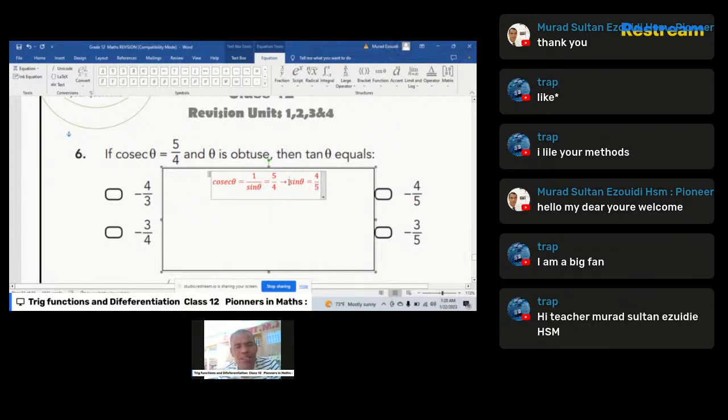Therefore, I need to find the tangent. You can find the tangent of theta, which is in fact sine over cosine. Okay, you can use a right angle triangle, and you should find cosine. I will use the formula as it is. I will just write now. Okay, this is sine.